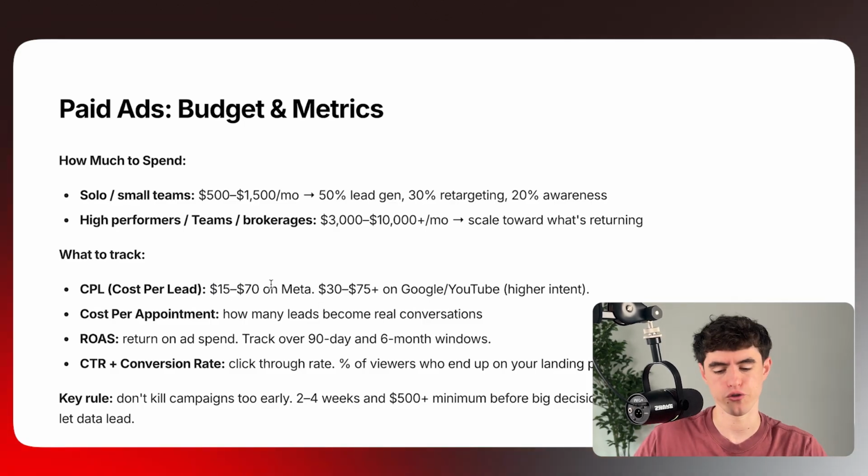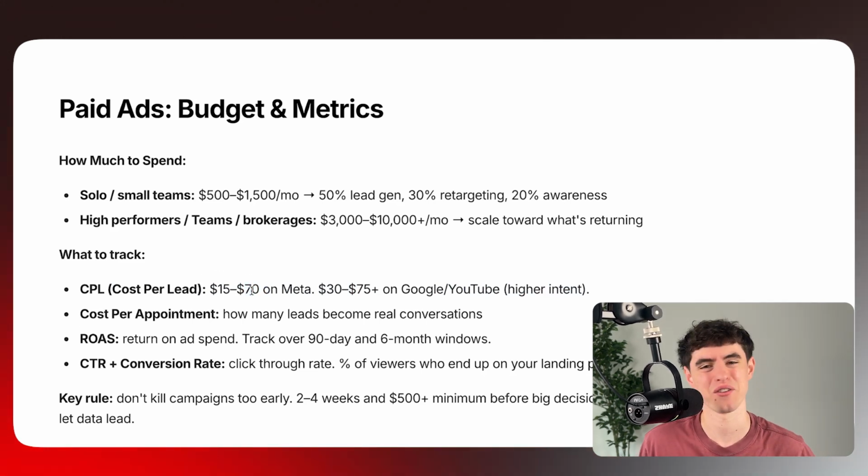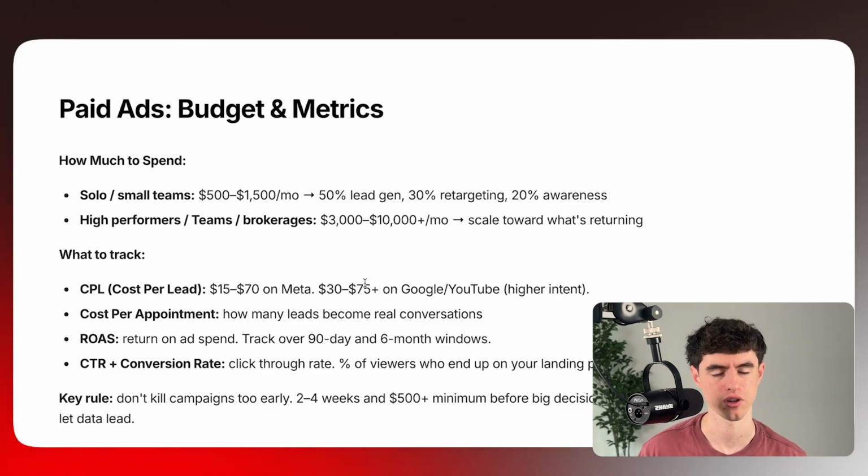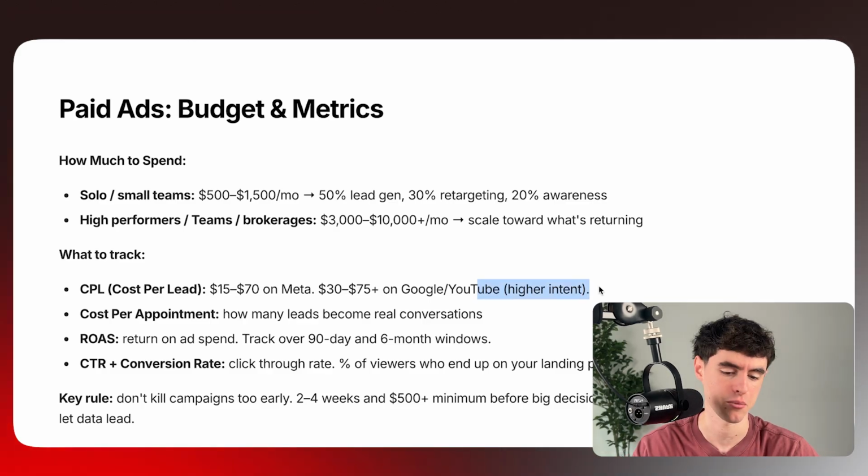But if you're running, for example, cash offer deals, if you're a wholesaler, you're going to see upwards of, with Meta ads, $50 to $70. On Google and YouTube, $30 to $75 for realtors, and you can see upwards of $250 to $300 cost per lead, even higher, to be honest, depending on what kind of niche you're running for wholesalers as well. But they're going to be higher intent.